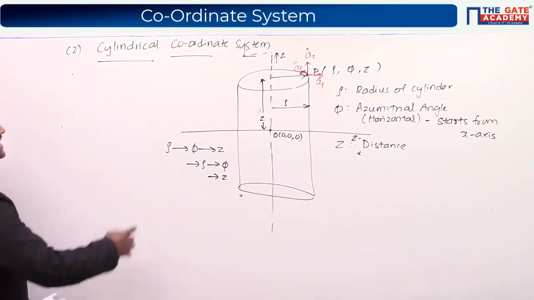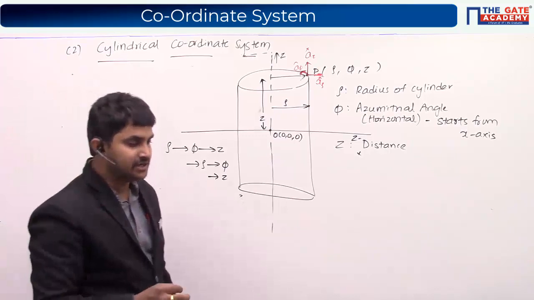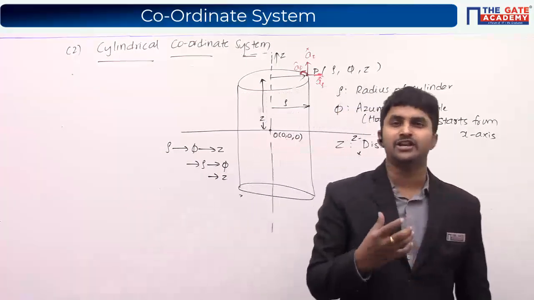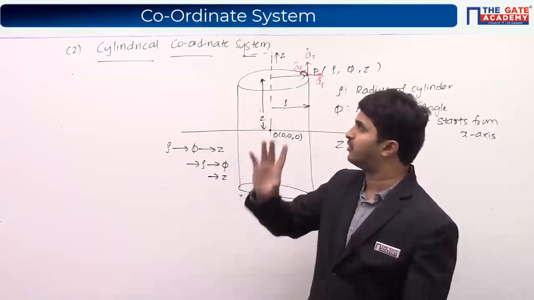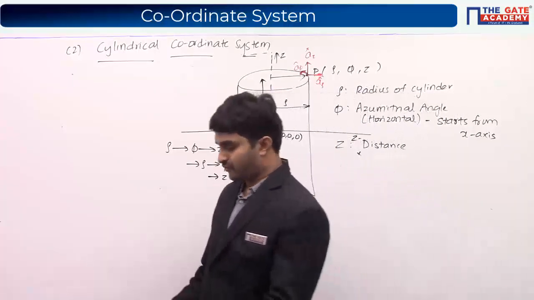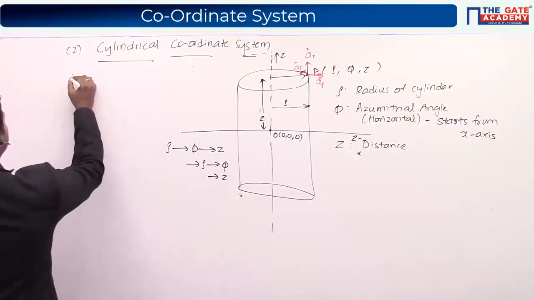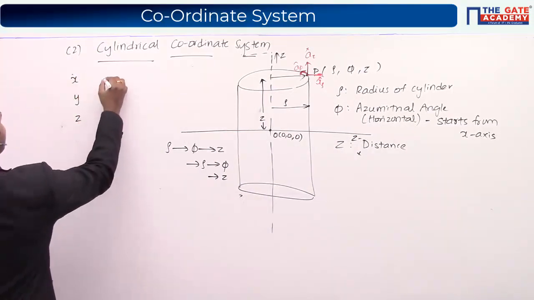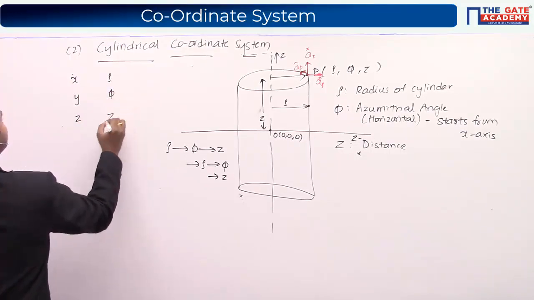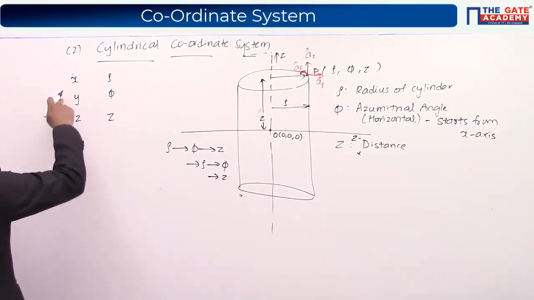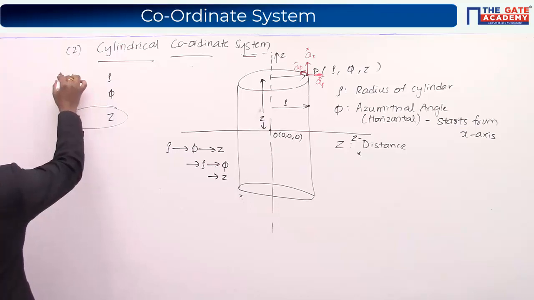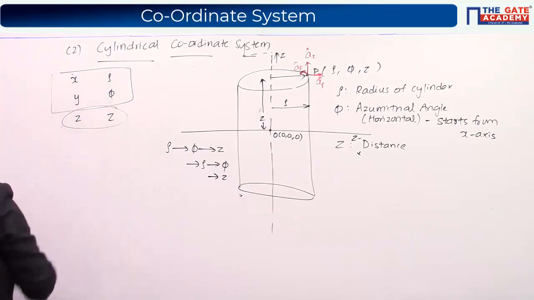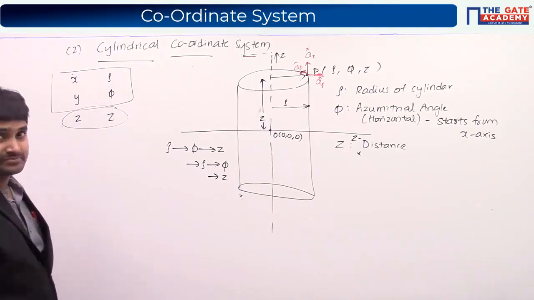Next, we have to understand the relation between the cylindrical coordinate system and the Cartesian coordinate system. We have already learned about the Cartesian coordinate system. Now we have to see the relation between the Cartesian and the cylindrical coordinate systems. In Cartesian, you have x, y, z. In cylindrical, you have rho, phi, z. So two things: z is common here. If you are able to establish this relation, it will be good.